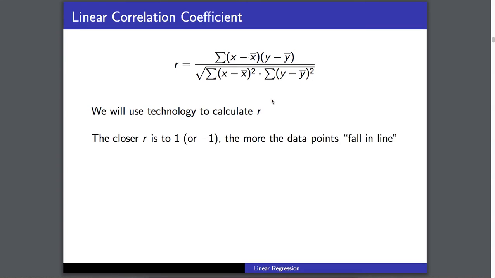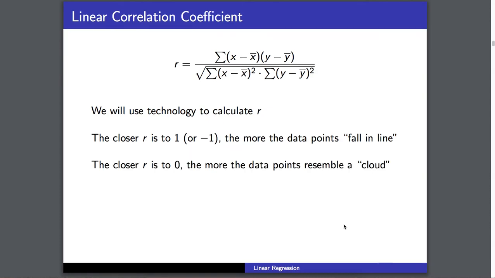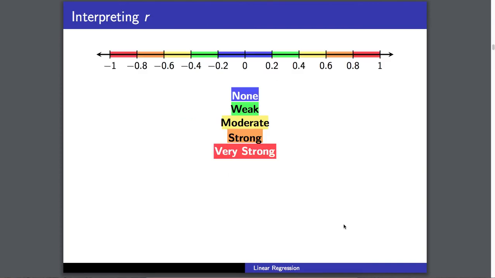And again, the closer r is to 1 or -1, the more your data points are going to fall in line. So if r equals 1, that means we can draw one line to connect all data points, and the data points are going up as we go from left to right. If r equals -1, that means we can draw one line to connect all the data points, and your data points are going down as we go from left to right. And so we're going to have values of r between -1 and +1. The closer r is to 0, the more the data is going to resemble a cloud. So again, there's not really any kind of pattern to the points.